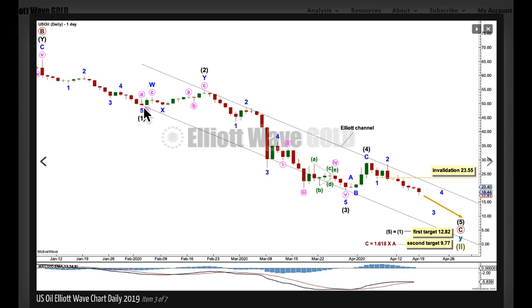Draw the channel from the end of the first wave to the third wave. Place a parallel copy on the end of the second wave. The fourth wave found resistance within the channel. This bounce has found resistance.